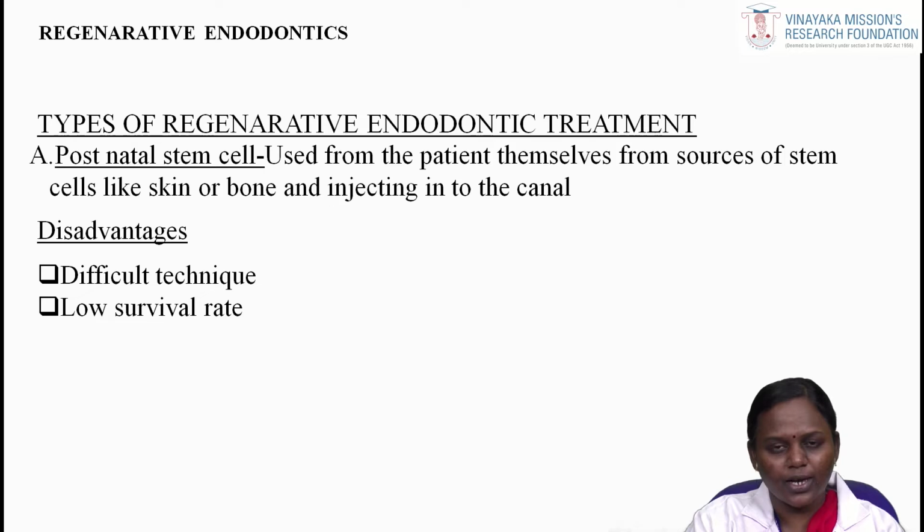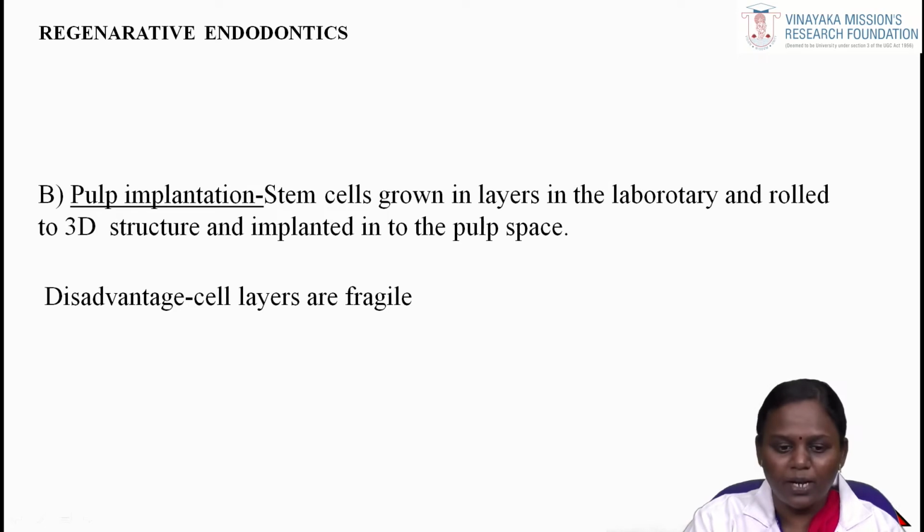Regenerative endodontic procedure can be performed by different means. These are the types of the regenerative endodontic treatment and the modes they are performed. It could be done by using postnatal stem cells, that is the stem cells that are extracted from the skin or the bone. The skin or the bone acts as a source for the stem cells. The stem cells that are isolated from these are injected into the canal. But the disadvantages of this technique are that it is a difficult technique and it has resulted in a low survival rate. Next is the pulp implantation.